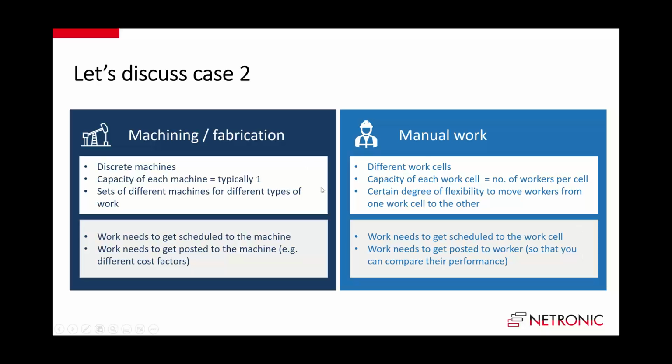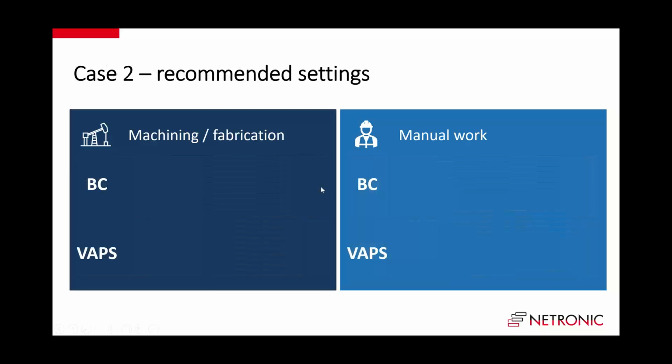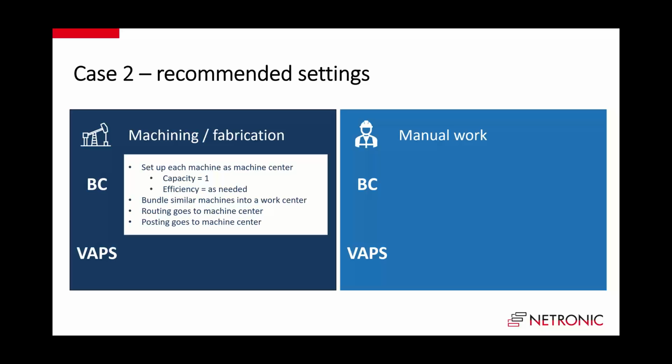And if we have cases like this, here is what we typically recommend to our partners and to our customers for how to set this up. First of all, in Business Central, for the machining part, for the fabrication part, if it is as I described right now, then definitely set up each machine as a machine center. And then the capacity is 1, and the efficiency, put it as you need it. If the efficiency is 100, put it to 100.